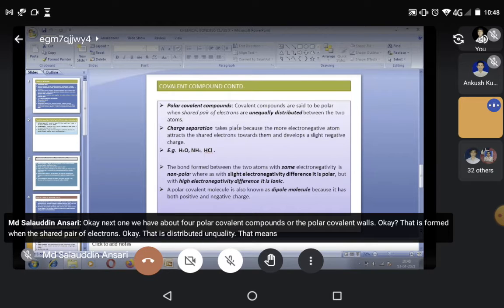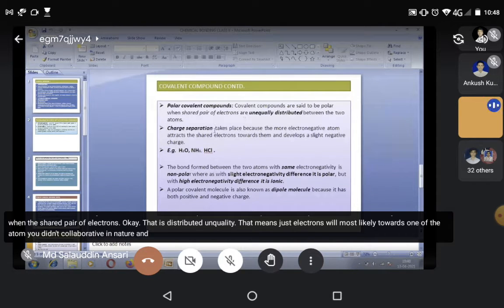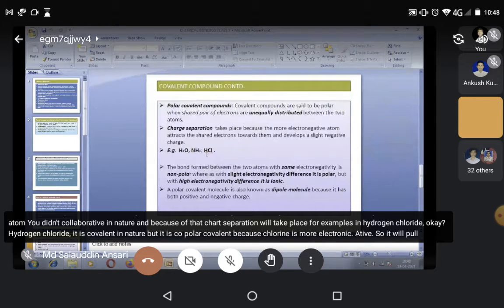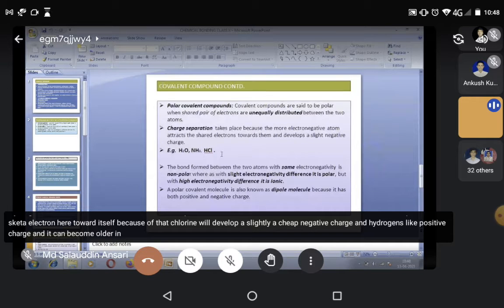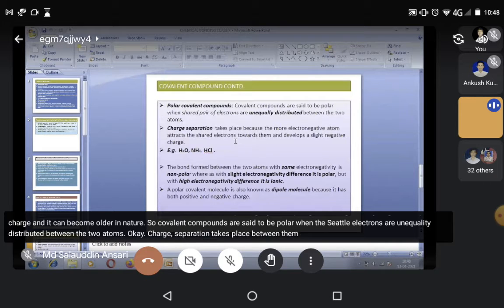Distributed unequally. That means the shared pair of electrons will move slightly towards the atom which is electronegative in nature, and because of that, charge separation will take place. For example, in hydrogen chloride, it is covalent in nature, but it is polar covalent because chlorine is more electronegative than hydrogen, so it will pull the shared electron pair for itself. Because of that, chlorine will develop a slight negative charge and hydrogen a slight positive charge, and it will become polar in nature. So covalent compounds are said to be polar when the shared electrons are unequally distributed between the two atoms.